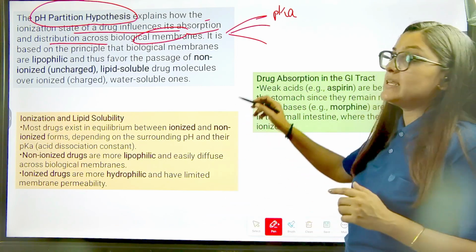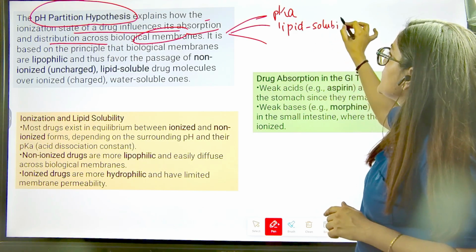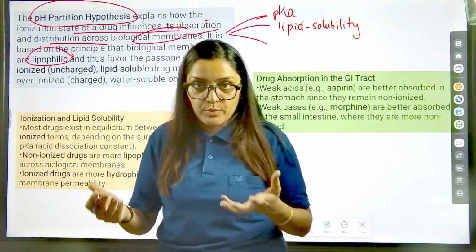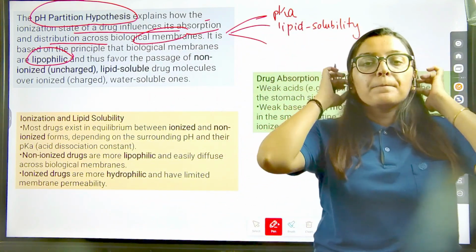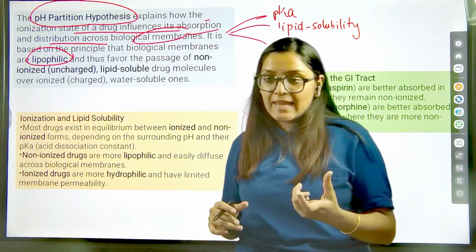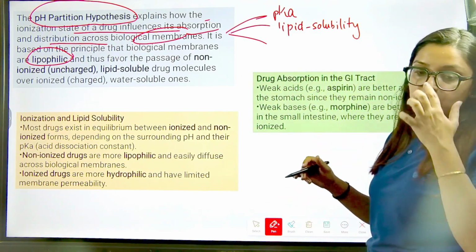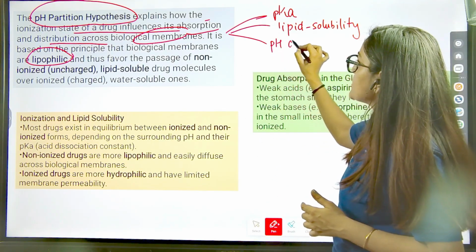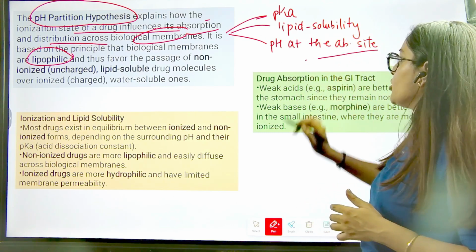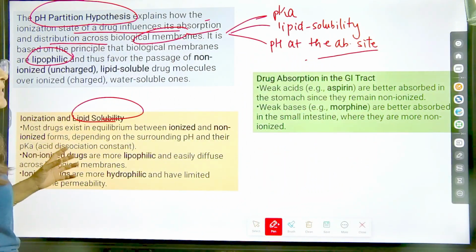The second thing we have is the lipid solubility. For crossing the biological membrane, if the molecule is lipophilic in nature, its passage will be quite favored, right? It will be able to pass across the biological membrane because of the concept of like dissolves like. So it must be lipid soluble, uncharged, and last will be the pH at the absorption site.